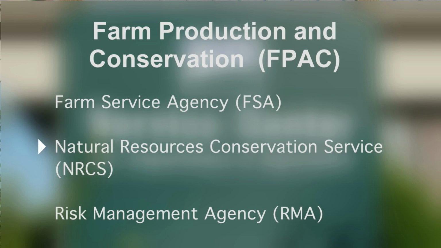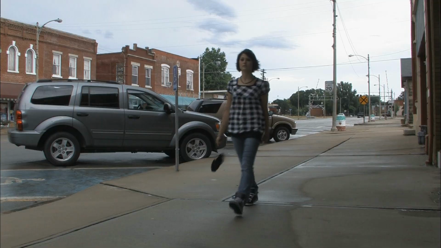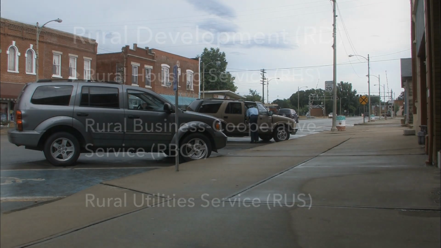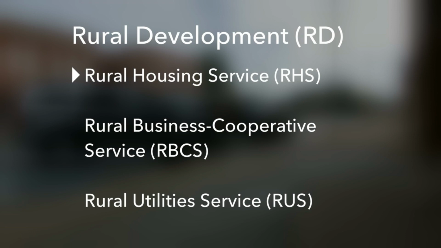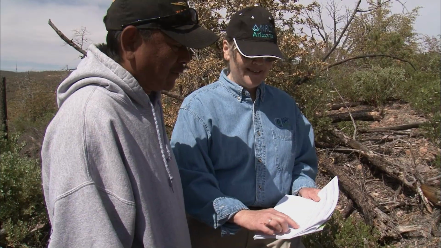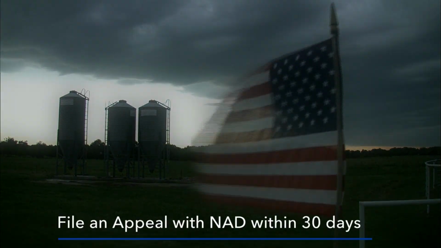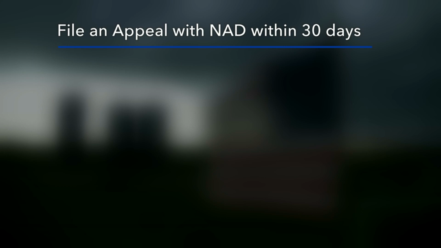The appeals process applies to programs from USDA's Farm Production and Conservation, or FPAC, mission area: Farm Service Agency, or FSA, Natural Resources Conservation Service, or NRCS, and Risk Management Agency, or RMA. The process also applies to programs from 3 agencies within the USDA Rural Development Mission Area: Rural Housing Service, or RHS, Rural Business Cooperative Service, or RBCS, and Rural Utilities Service, or RUS. Participants in programs from these 6 USDA agencies who receive an adverse decision impacting their participation in a program or receipt of benefits can file an appeal with NAD within 30 days.